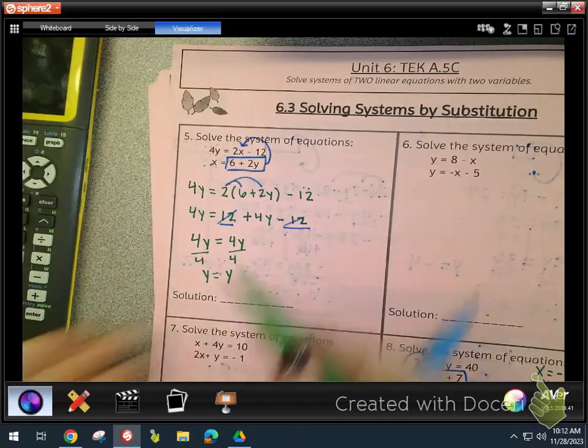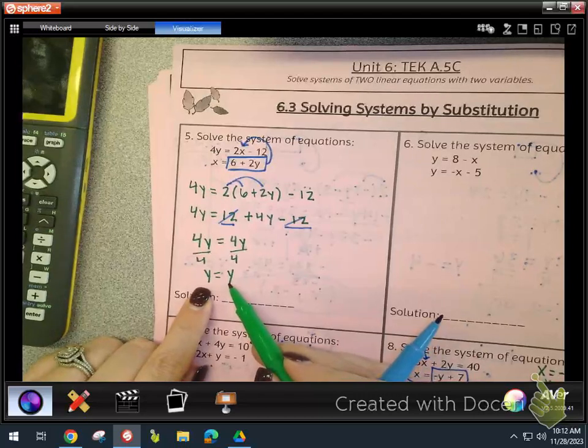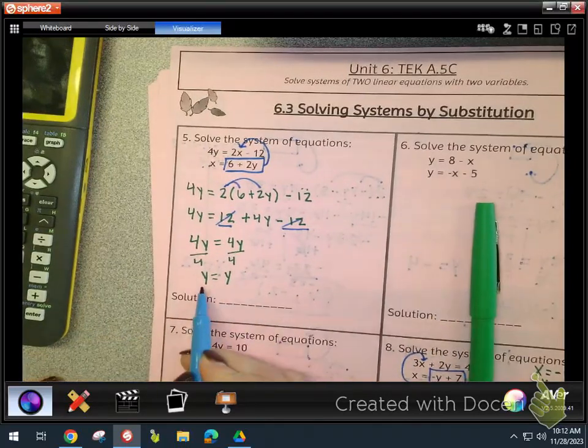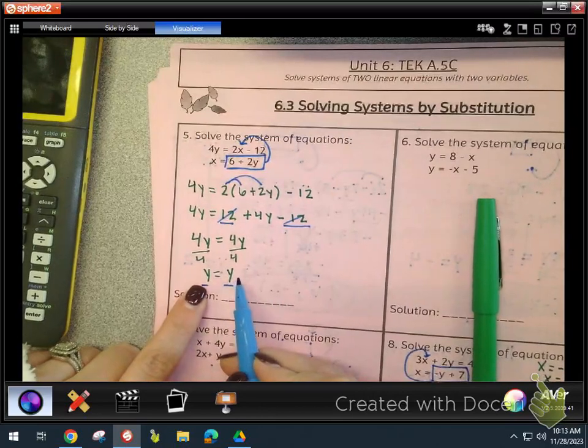Y'all wanted to divide by 4, so I did that. That's fine, you don't have to do that, but we want to move them to the same side. But here's what I also want you to recognize. Y equals y. Is that true? Is 5 equal to 5? Yeah. Is negative 6 equal to negative 6? Yes. Is x equal to x? Yes. So if you get a completely true statement, what does that mean?